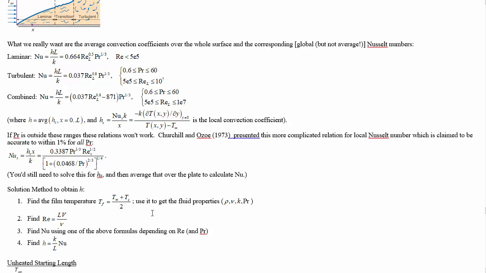So to obtain h, just to summarize, you find the film temperature and use it to get the fluid properties. You find the Reynolds number. You find the Nusselt number using one of the above formulas, depending on your Reynolds number and Prandtl number. And then you finally find your convection coefficient by solving from the definition of Nusselt number.